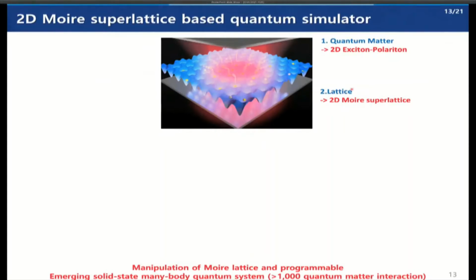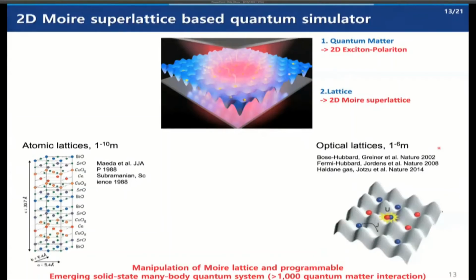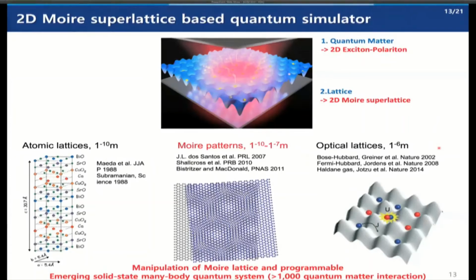When we compare with the real crystal structure, the real material length scale is around angstrom, and the cold atom and trapped ion optical lattice length scale is the micron scale. Our system's length scale will be from the nanometer to the 100 nanometer. It means we can study many body quantum interaction systems. For example, over 1,000 quantum metal interactions can be observed using our system.